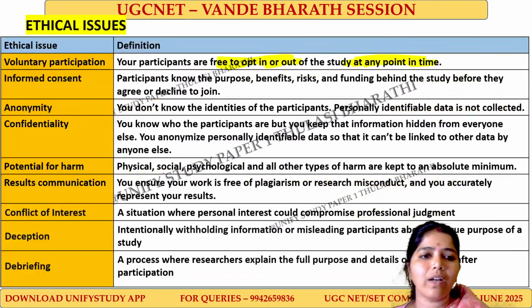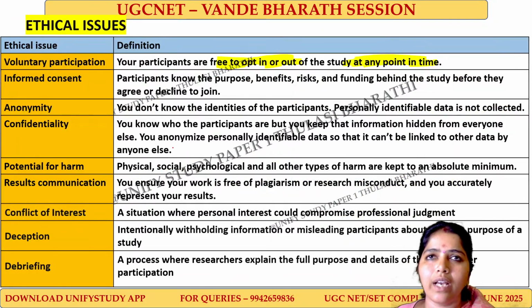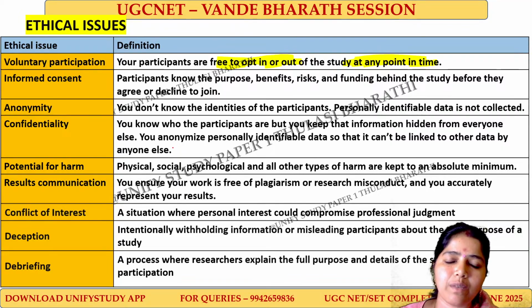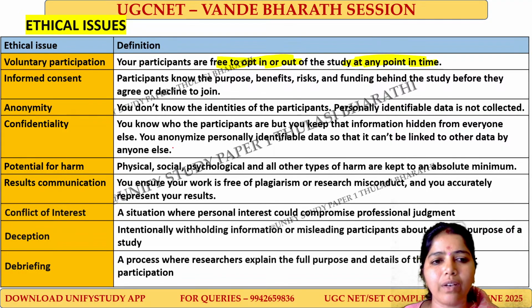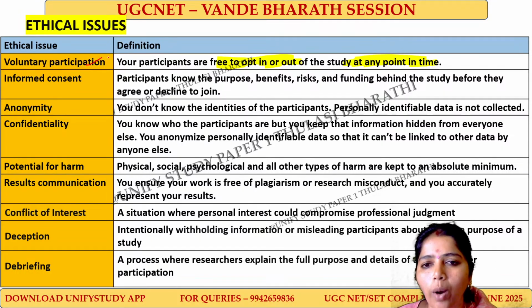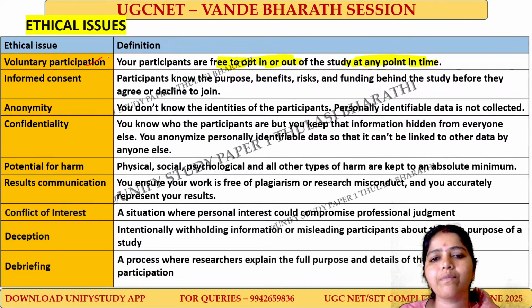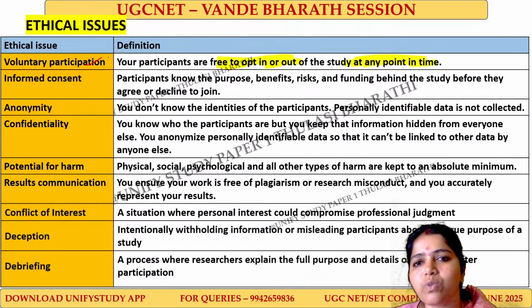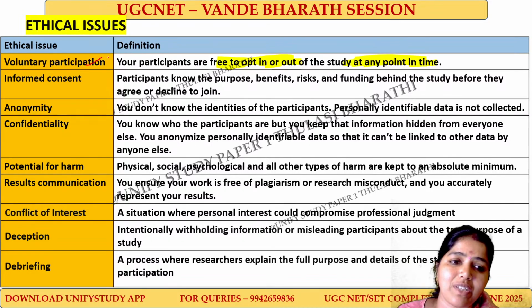I move to the next one. Ethical issues. We have voluntary participation, informed consent, and anonymity. Voluntary participation means the participants are free to opt in and out of the study at any point of time. Informed consent is also the same, where we have to inform the participants why they join and what the purpose of the study is. We have to get the consent, and then they become a part of the study.